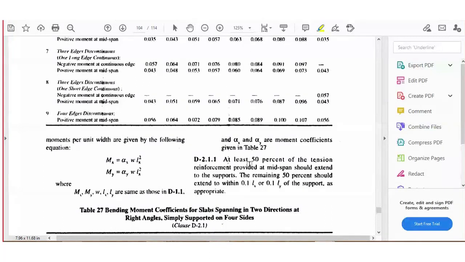And further it is saying that 50% of the tension reinforcement has to be provided at the discontinuous end. So this is all about the two-way slab, and what we'll do, we'll try to solve a problem and we'll see all these provisions being applied when you design the two-way slab.